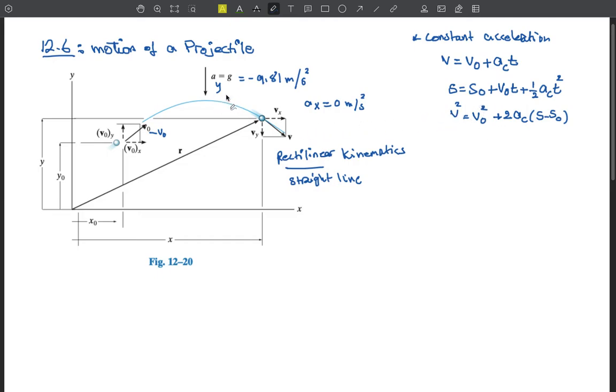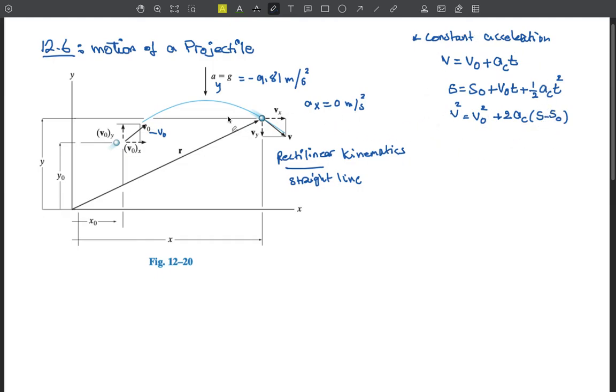Okay, so what do we have and what do we know? We know that a in the y direction is minus 9.81 meters per second squared. In the x direction, a_x equals 0 meters per second squared. So now let's apply these to the equations that we know already.